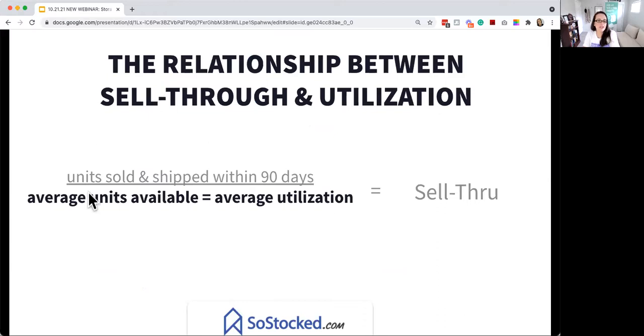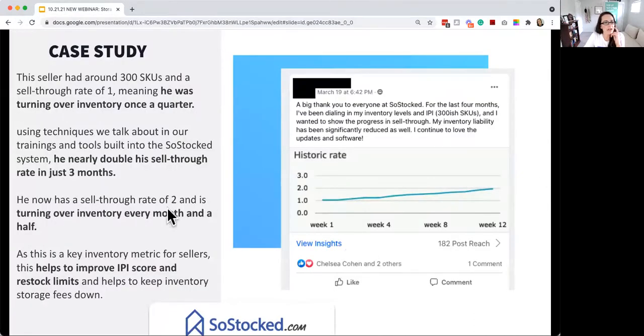All right, so to see the relationship, we look at sell-through and we have what we've sold, and then we have our utilization, right? What we have had available on average. And here's this case study. So, you have a graph in your Seller Central account. You can focus on improving your sell-through. That would be a good exercise to do, is start tracking your sell-through. And this was one seller who was able to take his sell-through from 1 to 2, right? So that's quarterly to about every month and a half, able to turn over his inventory in just a couple of months. So it's something that you can turn around and improve very, very quickly if you really start focusing on it.